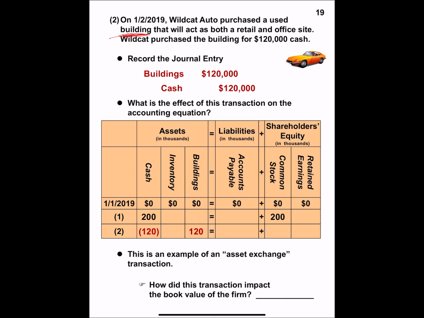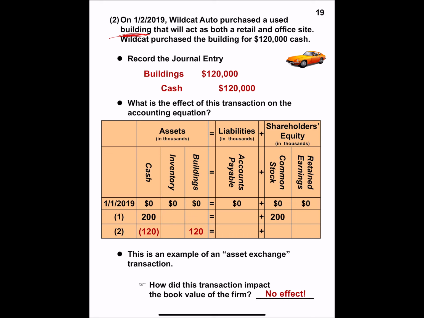So the question here, what was the impact of this transaction on the book value of the firm? Again, two ways to answer this. The easiest way: one way to define book value is the value of shareholders' equity. Well, nothing happened with shareholders' equity. It's still $200,000. The other way to define it, what happened to your total assets? Well, one asset went down, one went up by the same amount. So no total change in total assets, no change in liabilities. So no change in the book value of the firm. So no effect. So asset exchanges have no impact on the book value of the firm.